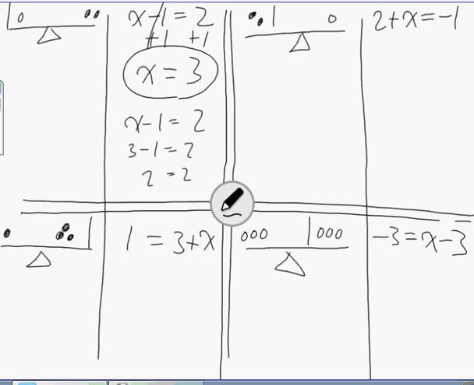If I go to the modeled, I have the exact same equation right here. I have x minus 1 equals 2, and it's balanced. Both sides are the same weight. So this is intended to show you that whatever you do to one side of the equation, if you do it to the other side, it will maintain balance.